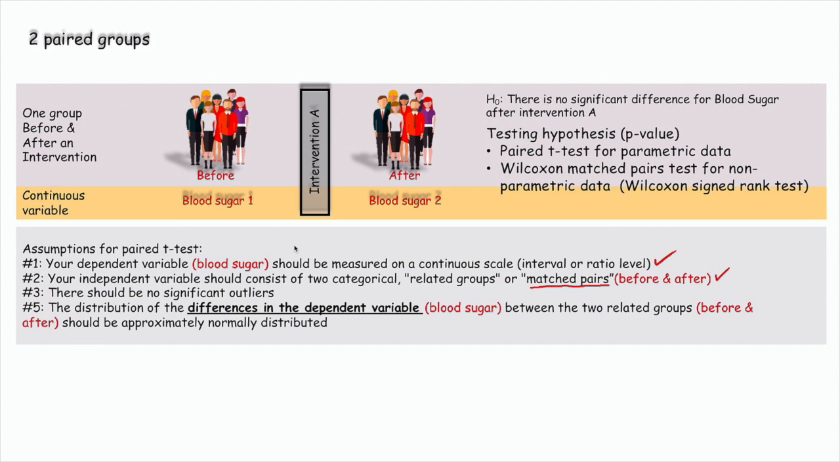There should be no significant outliers. This should be checked as we also did in the independent t-test, and the distribution of the difference in the dependent variable. Pay attention here: difference in the dependent variable. It means, for example, the changes happening in blood sugar. So with the first measurement and the second measurement, we say first minus second or second minus first, it doesn't matter. And then we have to check if it's approximately normally distributed. This is assumption number 5 that we need to check.